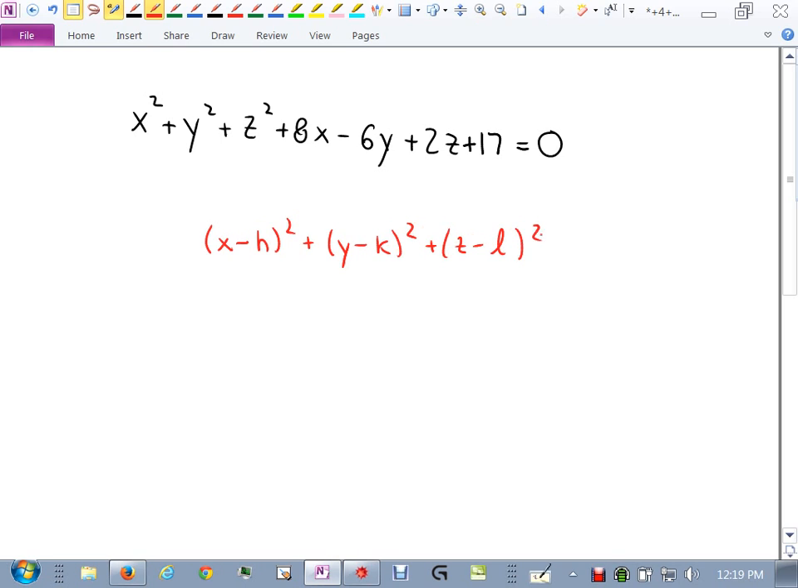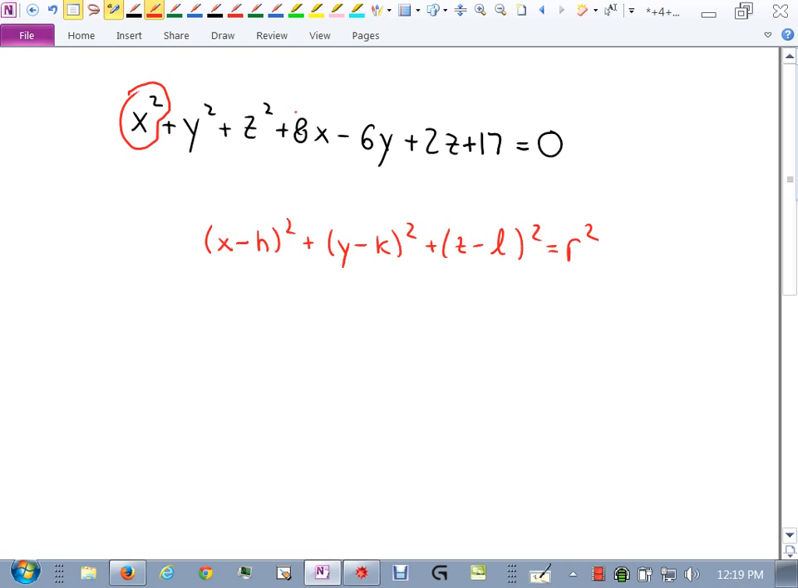Do you agree? If you could somehow get your equation to look like that instead of that, then you would have the center, right? And you would have the radius. So how do you think you could get that to happen?